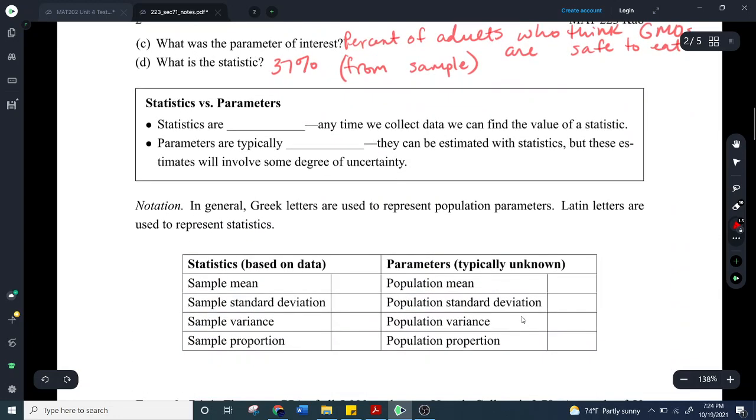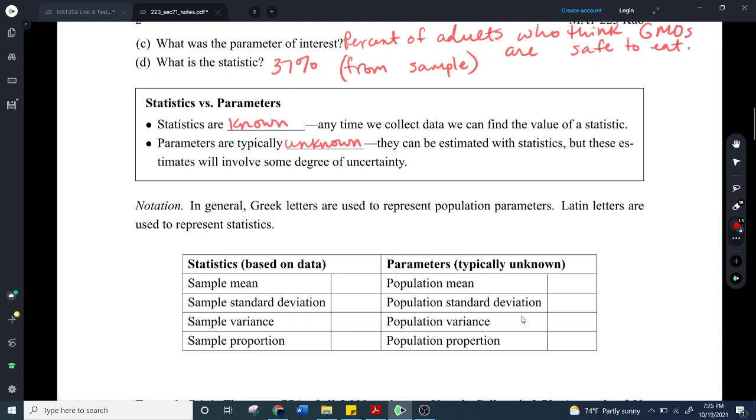So a couple of things about statistics versus parameters. Statistics are always known. Anytime we collect data, we know what the statistic is because the statistic comes directly from the sample that we collect. The difference, though, is that parameters are typically unknown. They can always be estimated with the statistics, but usually we don't know what the parameter is. If the parameter is the percentage of all American adults who think GMOs are safe, like I said, we can't ask every single American adult their opinion on GMOs. So parameters are typically unknown. Statistics are always known based on our sample.